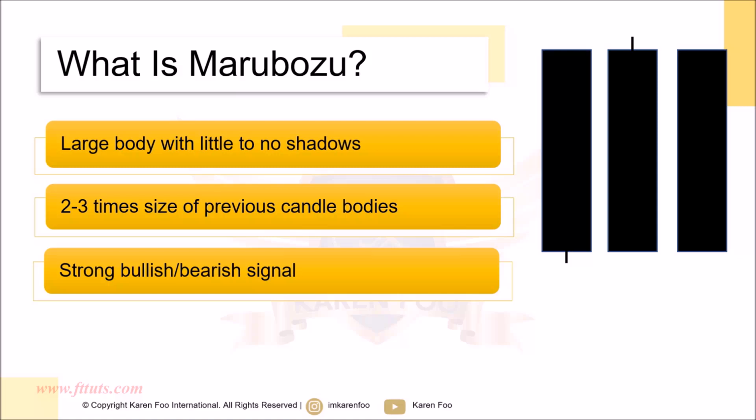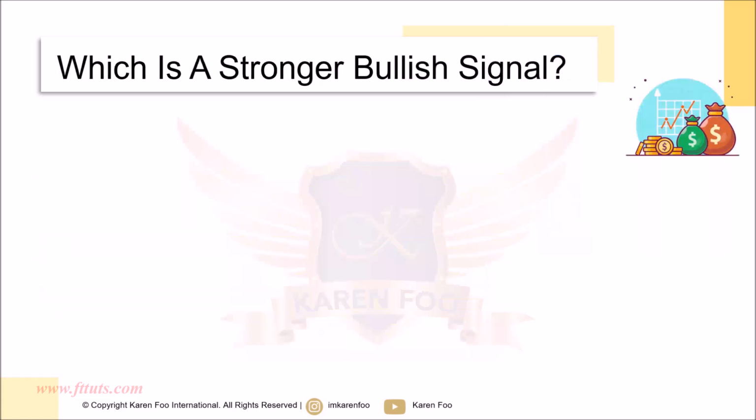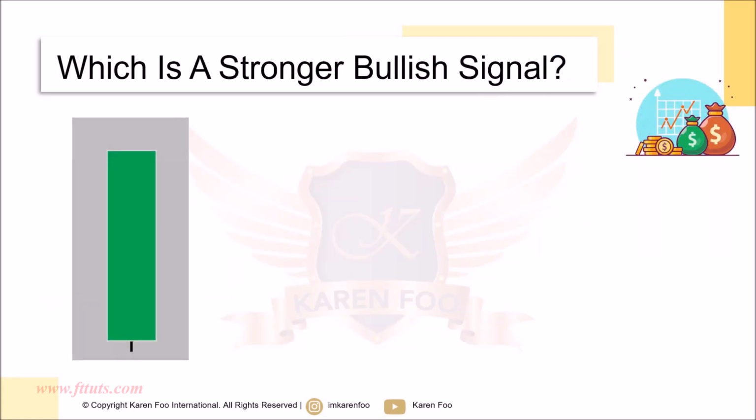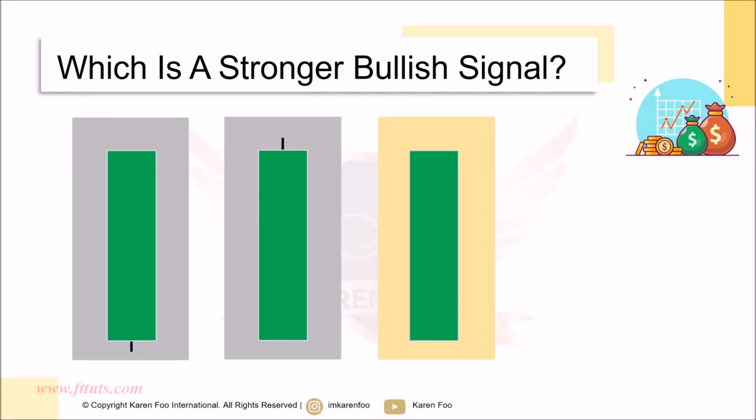What does this mean? It means that there are a lot of buyers and a lot of sellers, okay? And this can be found anywhere: in the beginning of the trend, middle of the trend, and end of the trend. And when it's found in different places, it means different things. So if I ask you now, which one is a stronger bullish signal? Of course, all three are strong because of the large body, but relatively, which one is stronger?